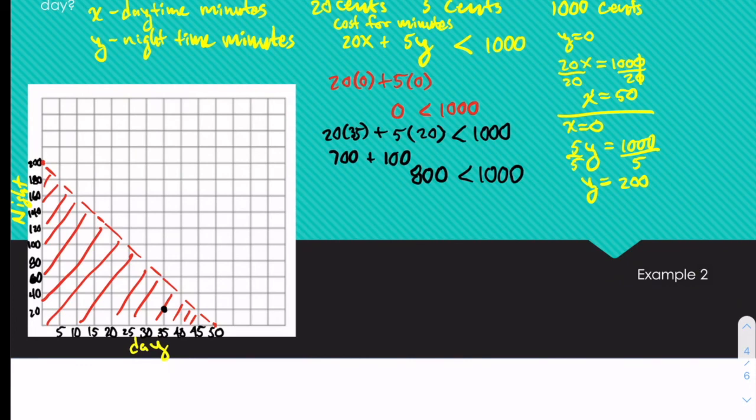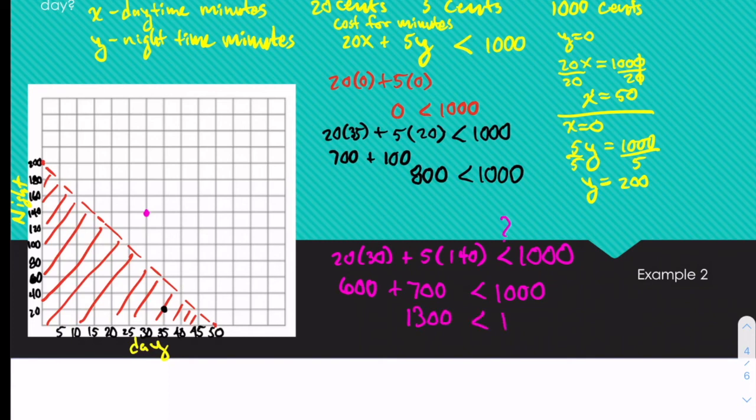Let's do another point. Let's talk 30 daytime minutes and 140 nighttime minutes. Will that work? Let's find out. We're talking about 20 times 30 plus 5 times 140. Is that less than 1,000 cents? 20 times 30 is 2 times 3 is 6 and 2 zeros, so that's 600. And 5 times 140 is 700. Is that less than 1,000? Well, 600 plus 700 is 1,300, and that is not less than 1,000. So we're going to get complaints from our parents on our phone bill. That doesn't work. It tests outside the zone, and there you have it.